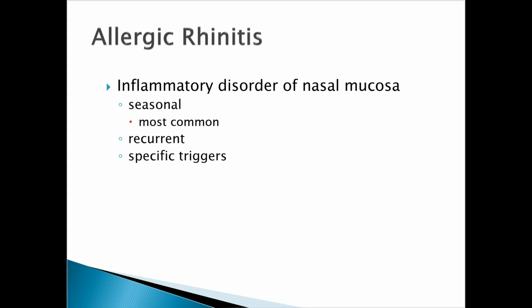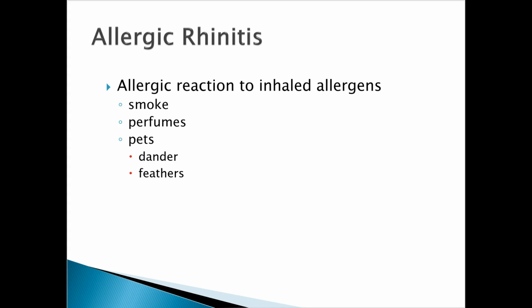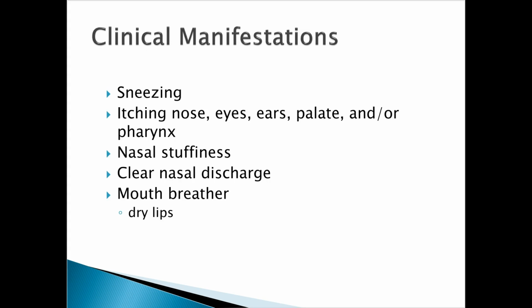It can occur seasonally, which is the most common. It may be recurrent if you have specific triggers in your house, like mold or mildew, or you're allergic to cats and you have cats, so you may need to be on something long term for that. Depending on the time of year, it can also be with the trees or weeds or grasses. We talked about that. Clinical manifestations: you're going to have sneezing, an itchy nose, eyes, ears, mouth.